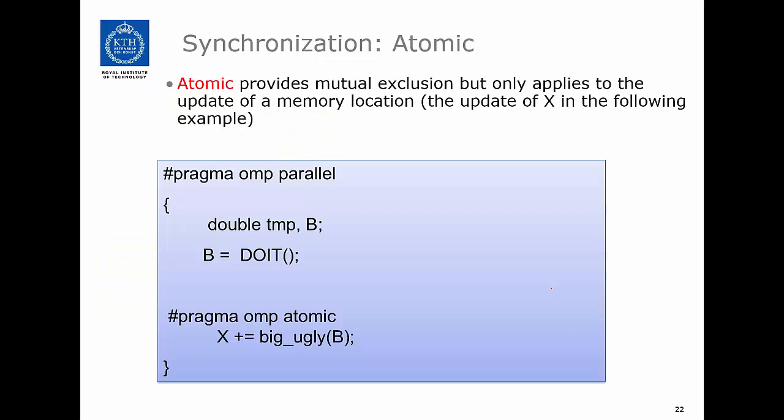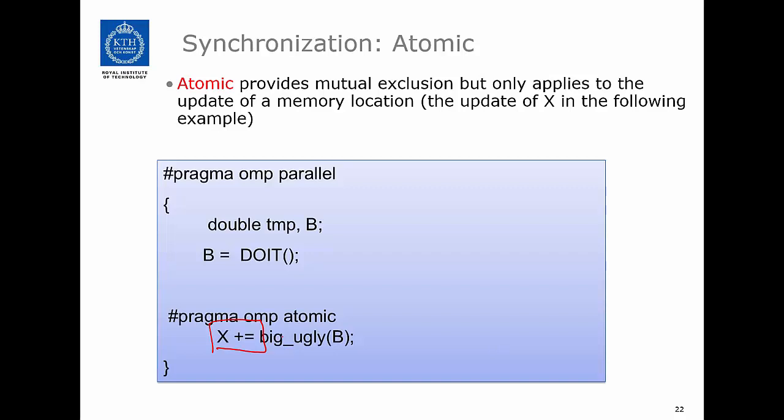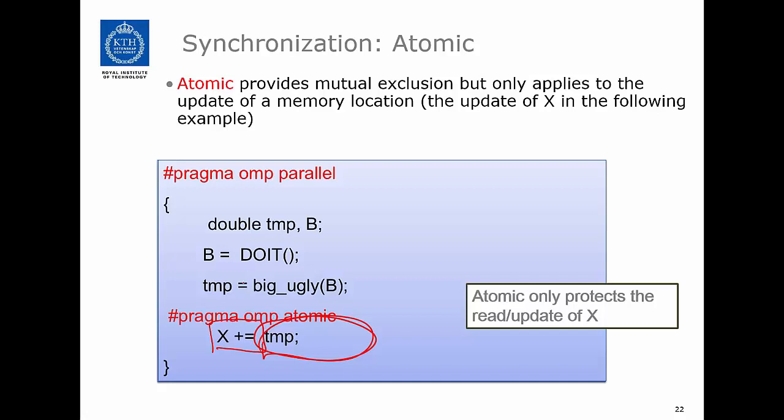The atomic construct is sort of related to critical regions, but it provides mutual exclusion only on the update of a particular memory location, which is the update of X in the example here. So it only covers the reading and the updating of X. The reason for this is that the plus equal statement is typically what is atomic, so the big ugly function here is not part of the atomic. It's the same thing as if you move it out, like in this example here.